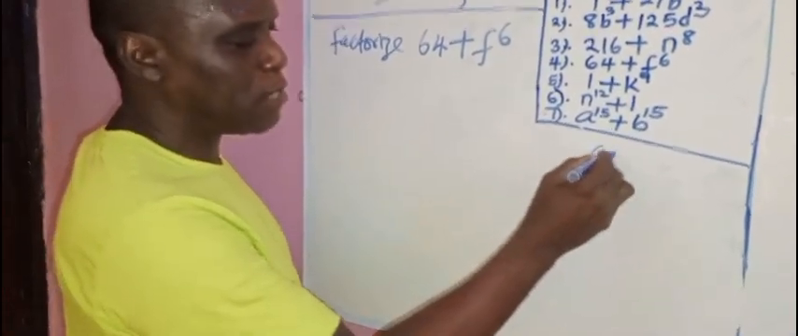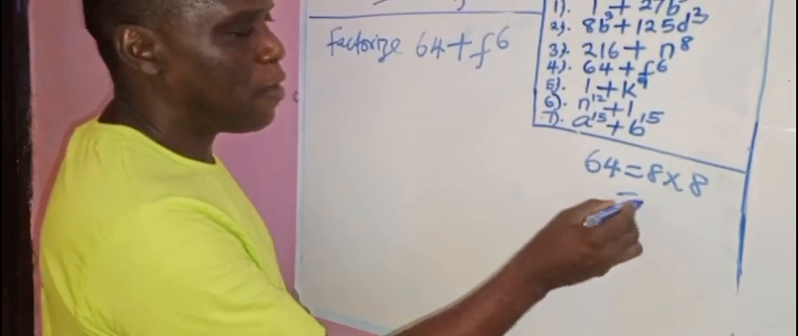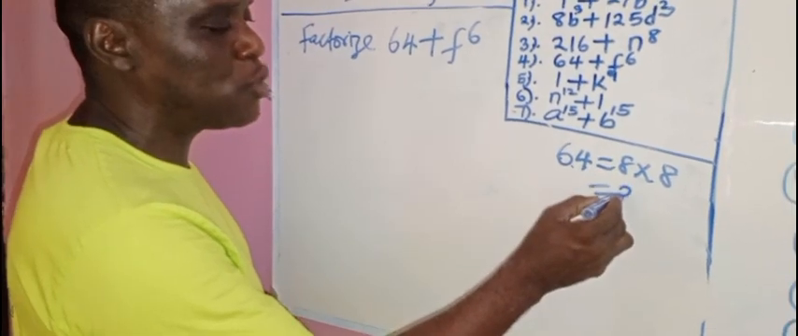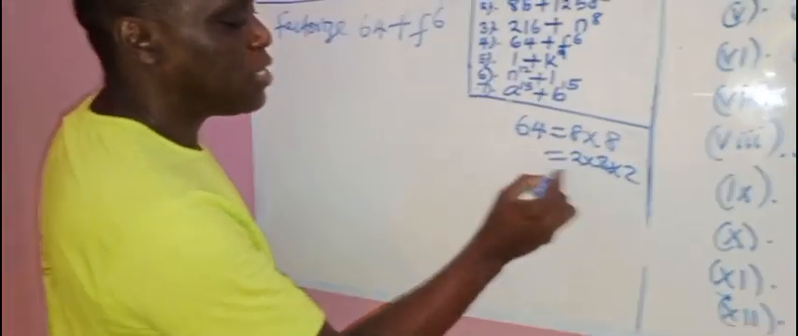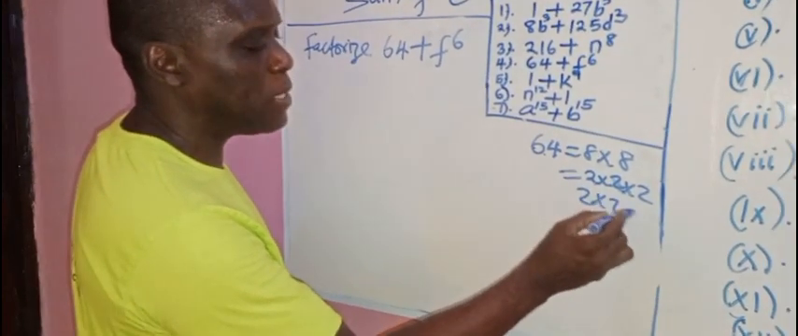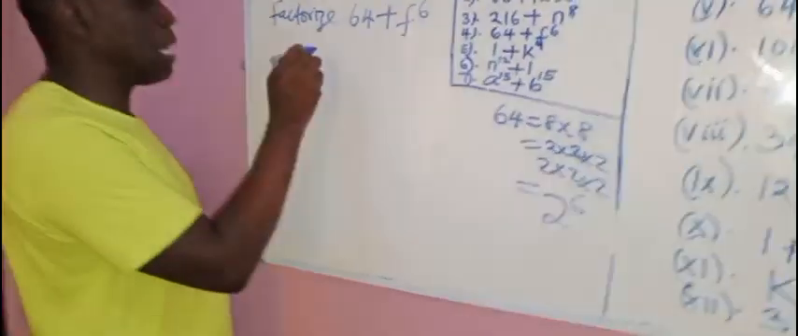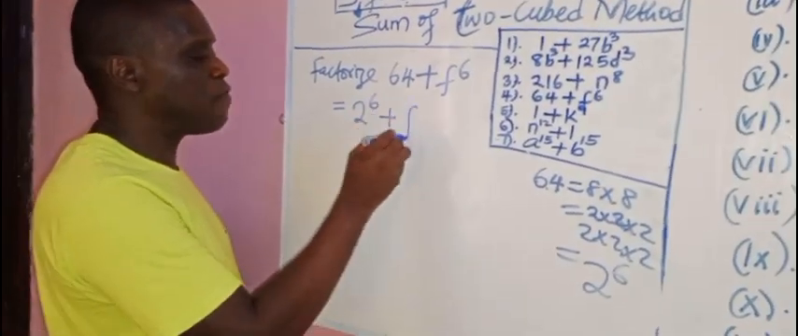So let's see 64. 64 is 8 times 8. Now, raised to the power 6, I need to expand it to the power of 6. This 8 gives me 2 in 3 places. The other 8 also gives me 2 in 3 places. So making how many 2? 2 raised to the power 6. Fine. So that means this is equal to 2 raised to the power 6 plus f raised to the power 6.